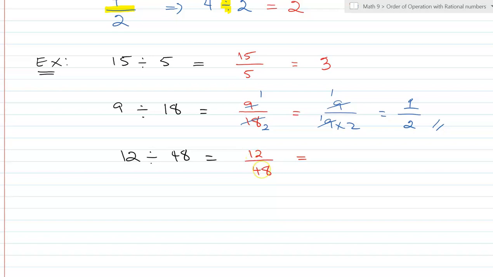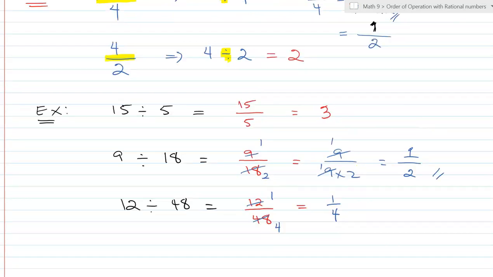Next one, 12/48. You notice that 12 goes into 48. 12 goes into 12 once, and 12 goes into 48 how many times? 4 times. So that becomes 1/4. Now, if this was too fast for you, you can break it down.